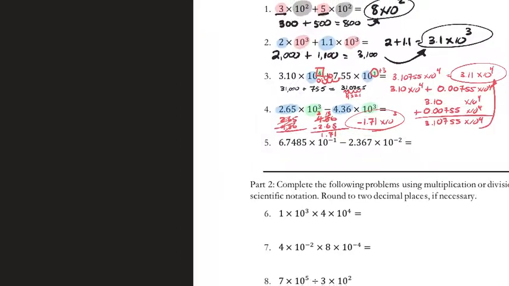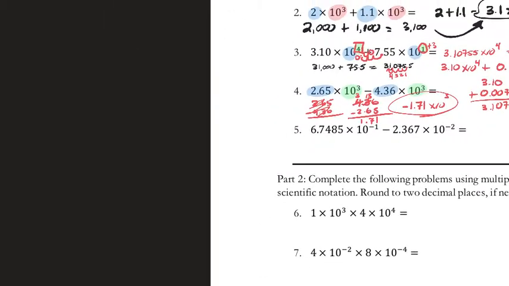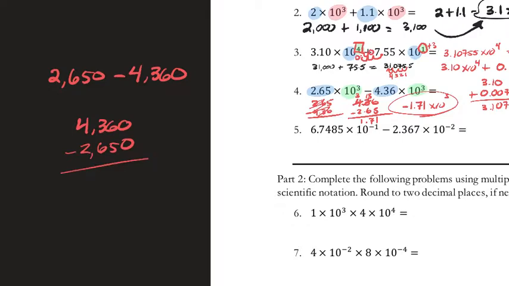Again, though, we could put these numbers into standard form, and we get 2.65 times 10 to the third is 2,650, minus 4.36 times 10 to the third is 4,360. So again, do the reverse, 4,360 minus 2,650.